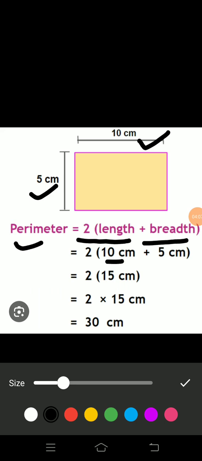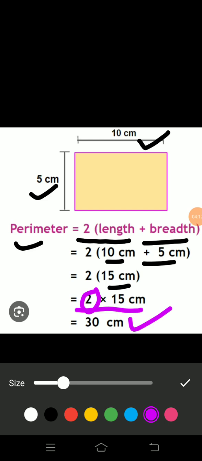We add L and B, we got the answer 15, and at the last we have to multiply the total of length and breadth with 2, and we got our answer. I think you have understood the topic.